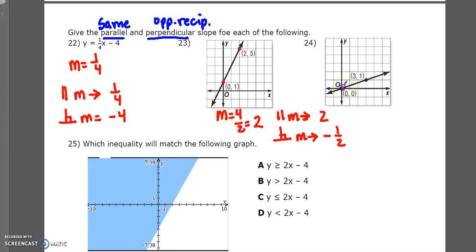My last one, if I start here and I count up to this point, I'm going to go up 1 and over 1, 2, 3. So I'll put it up here. The slope is a positive 1/3. So my parallel slope needs to be the same thing, which is 1/3. My perpendicular slope is going to be opposite reciprocal, so -3/1 or just -3.